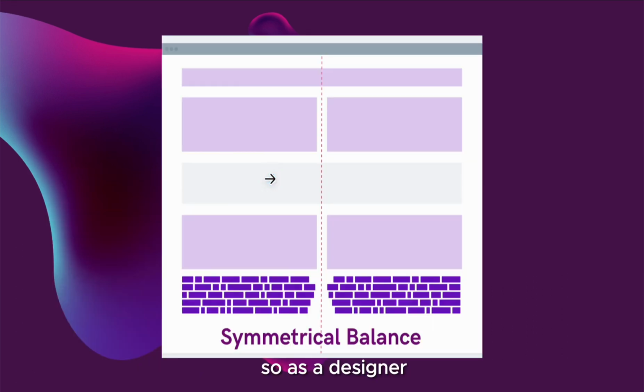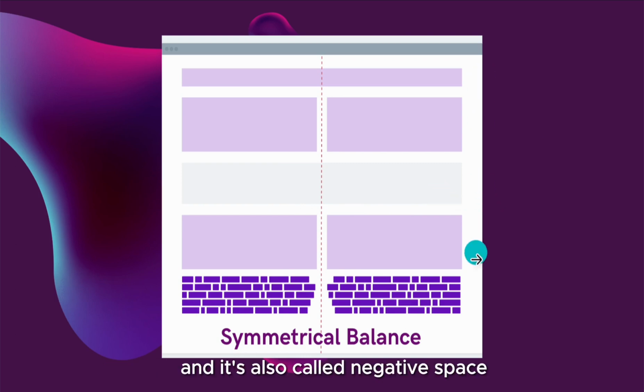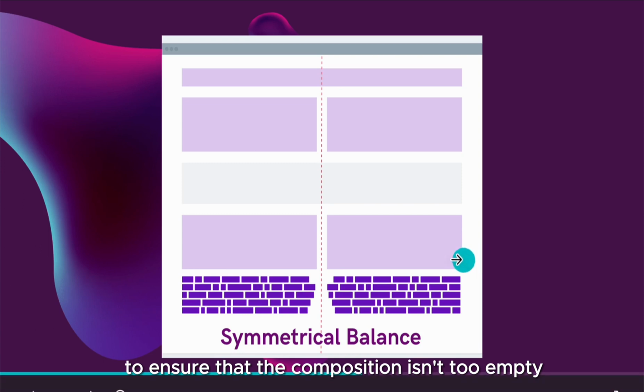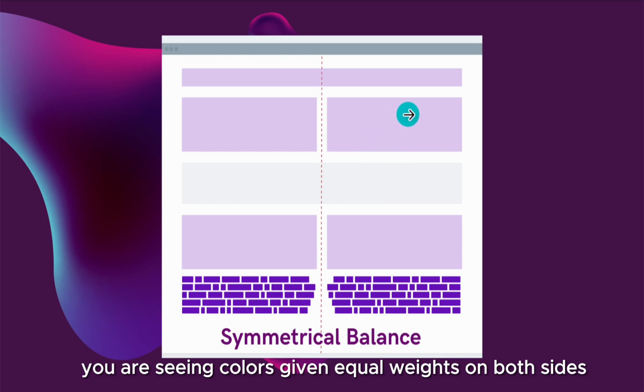So as a designer, you would use a balance of white space, which is the breathing room around your elements and is also called negative space. And then you would use positive space as well, which is the actual element, to ensure that the composition isn't too empty or too full. So in this example I have here, you are seeing rectangles, you are seeing colors given equal weights on both sides.